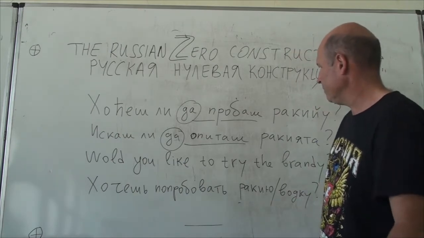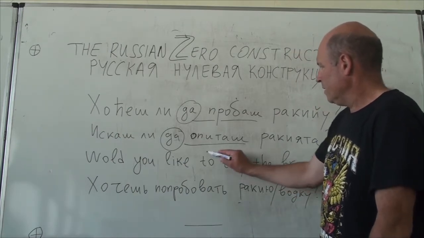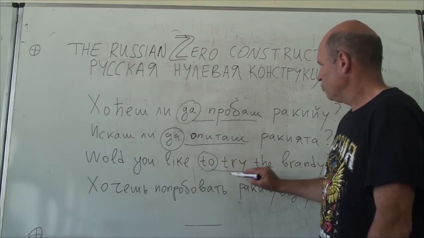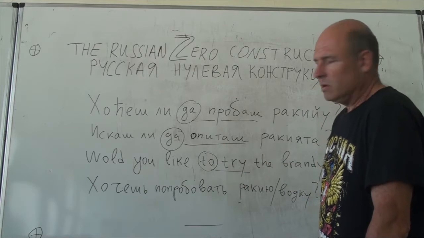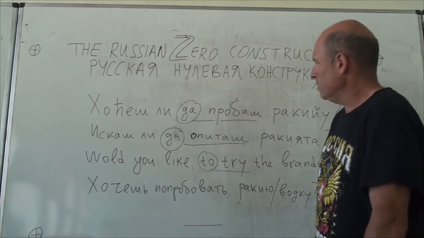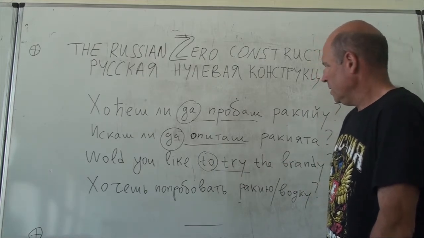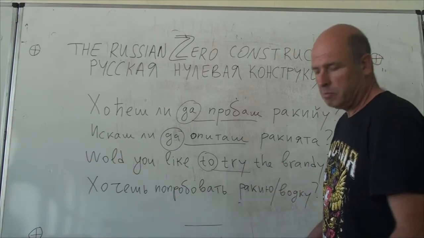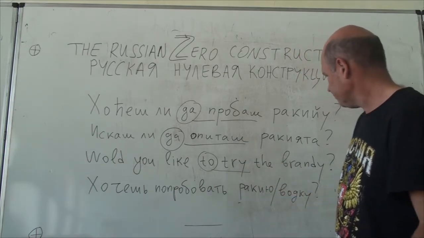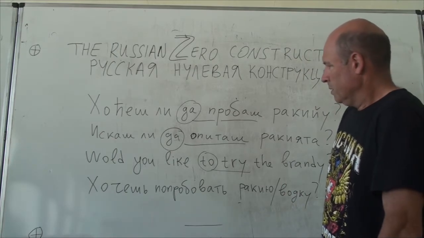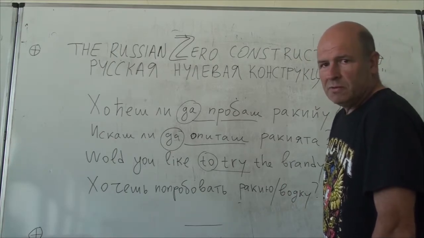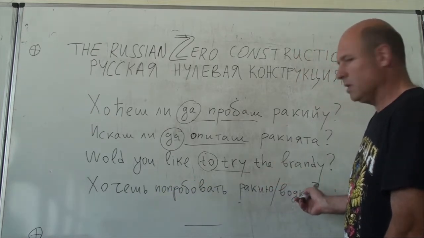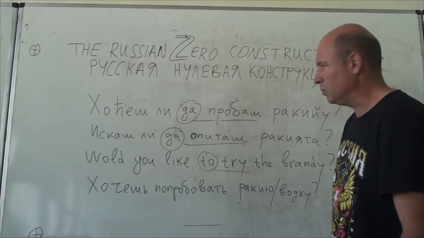And here we have two opposite the Serbian or the Bulgarian da, but it is followed by an infinitive and not by a present tense verb. An infinitive we have in Russian too. Хочеш попробовать ракию или хочеш попробовать водку?